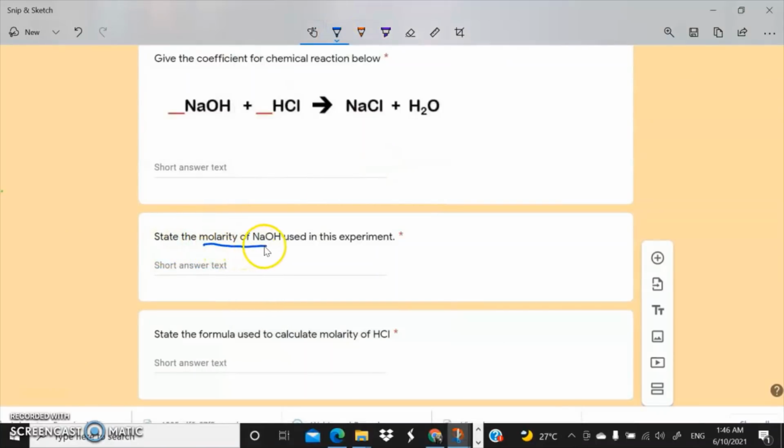State the molarity of NaOH used in this experiment. So the molarity of the titrant is already given in the question. So what is the molarity? 0.20 molar. Now let us see the following question. State the formula used to calculate molarity of HCl. So what is the formula we use to calculate molarity of HCl? MAVA over MBVB equals A over B.